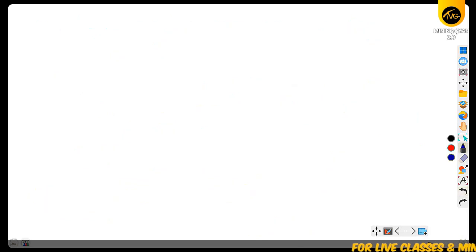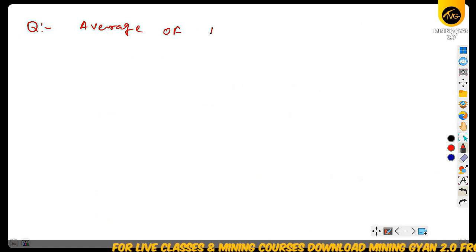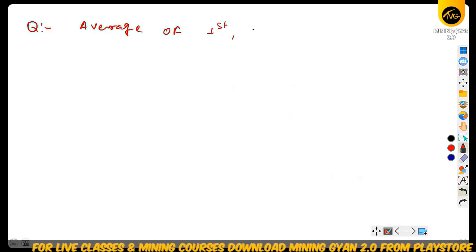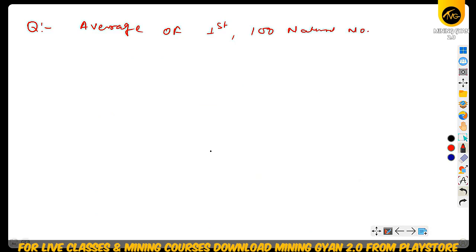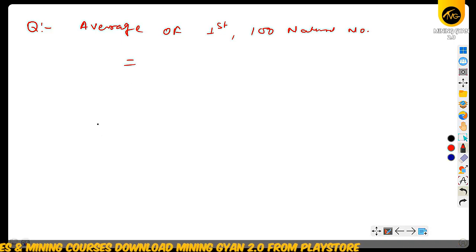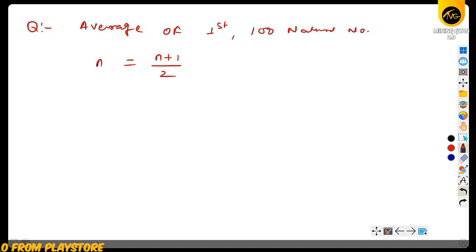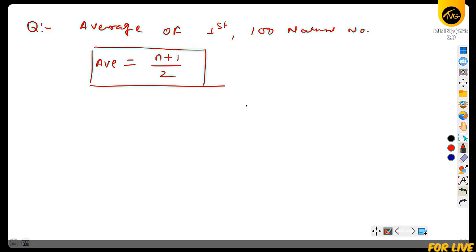Now let's do another type of question. Suppose we have to find out the average of first 100 natural numbers. Okay, so we have a formula to find out the first 100 natural numbers, first 50 natural numbers, like that. So in this case, we use a formula that will be n plus 1 divided by 2. This is the basic formula of average, which is n plus 1 divided by 2.